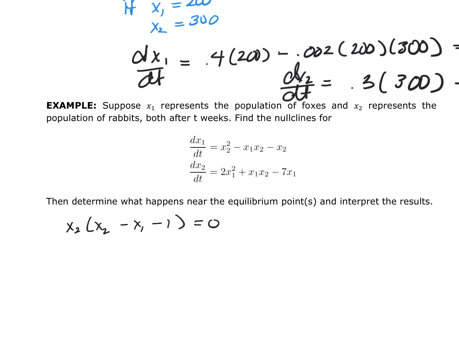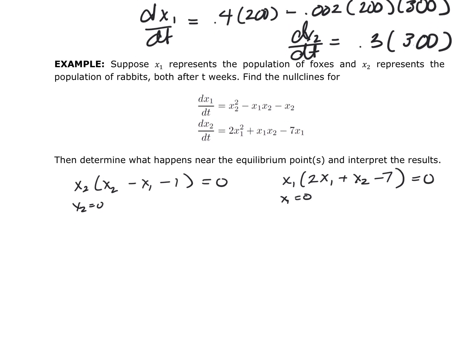And I'm going to do the same thing with the derivative of x sub 2 with respect to time. And so I notice that it all has an x sub 1 that is the same. So I have x sub 1, and then I have 2 x sub 1 plus x sub 2 minus 7 is equal to 0. And I'm going to ignore the fact that when x sub 2 is equal to 0 and x sub 1 is equal to 0, that means we have populations of nothing.